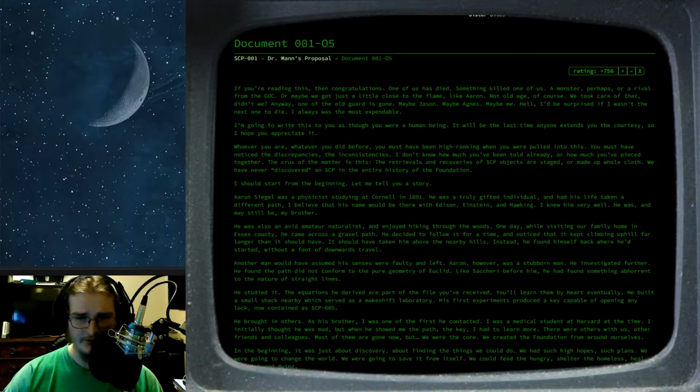Like security before him, he had found something aberrant to the nature of straight lines. He studied it. The equations he derived are part of the file you received. You'll learn them by heart eventually. He built a small shack nearby which served as a makeshift laboratory. His first experiments produced a key capable of opening any lock, now contained as SCP-005.